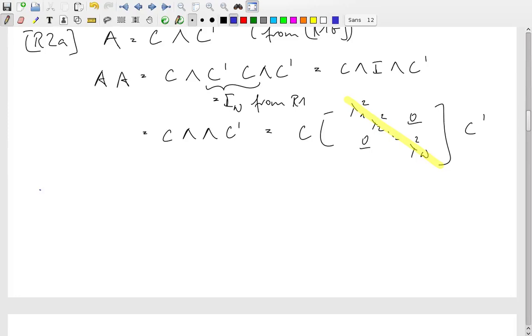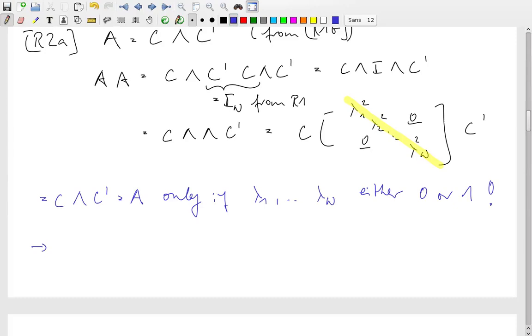So write this result down. We have the result that A times A is only C lambda C prime, which is A, only if these eigenvalues, lambda 1 till lambda n, are either 0 or 1. That's the important result associated with symmetric, square and idempotent matrices. We can conclude that a symmetric and square matrix A which is idempotent has to have eigenvalues which are either 0 or 1. Otherwise, it would not be an idempotent matrix.